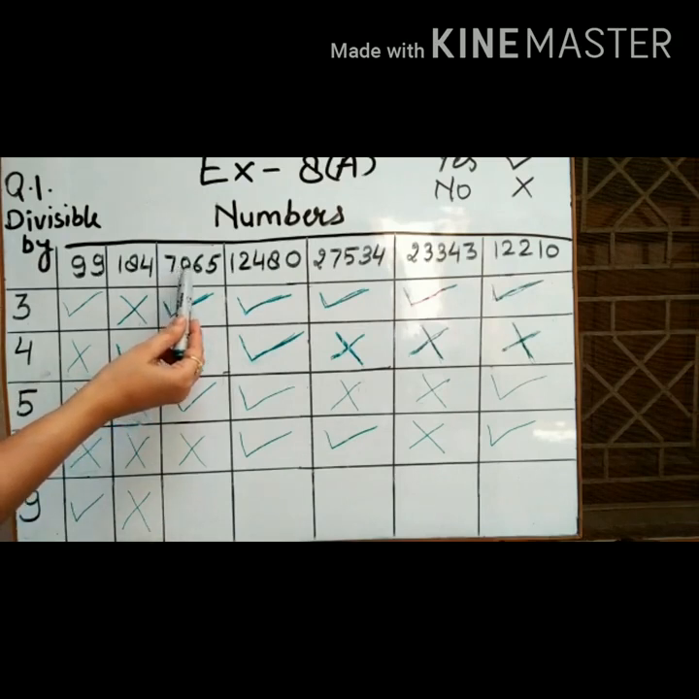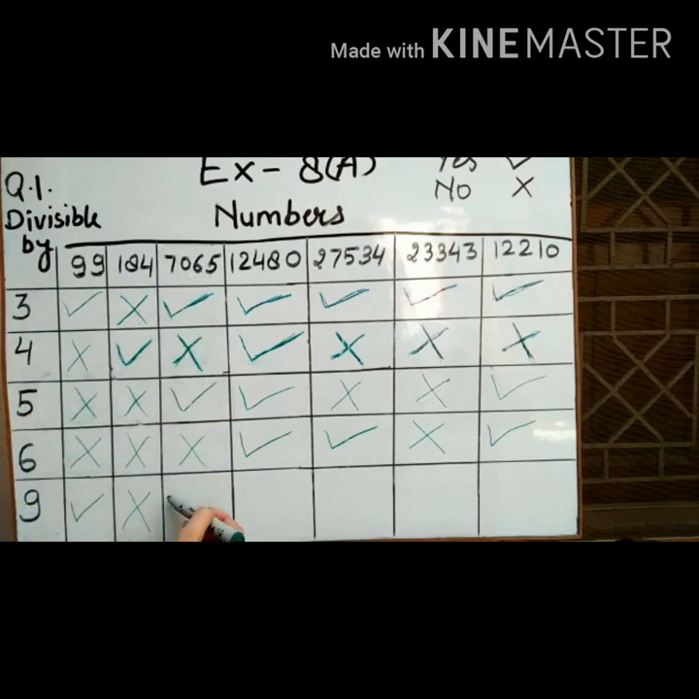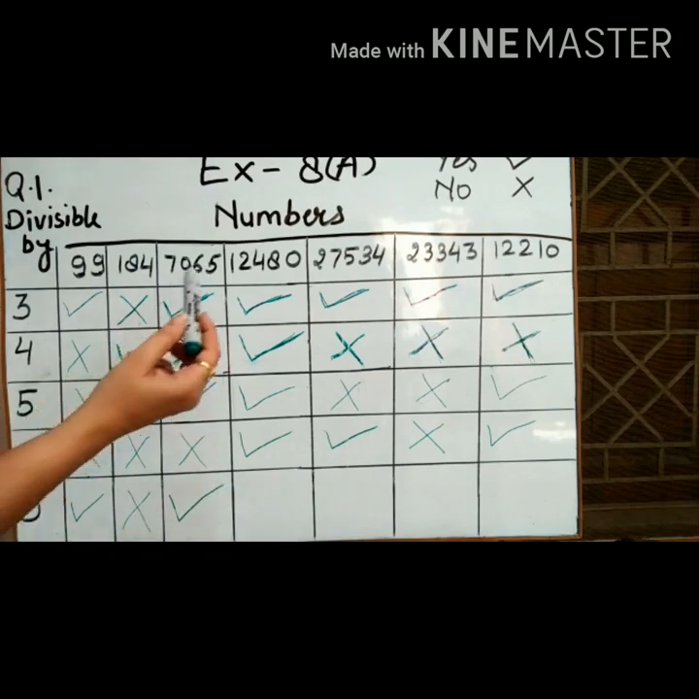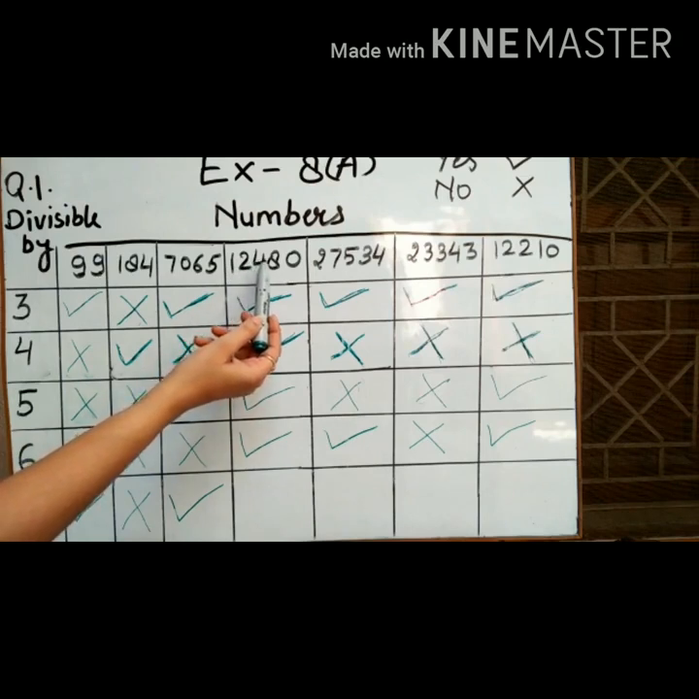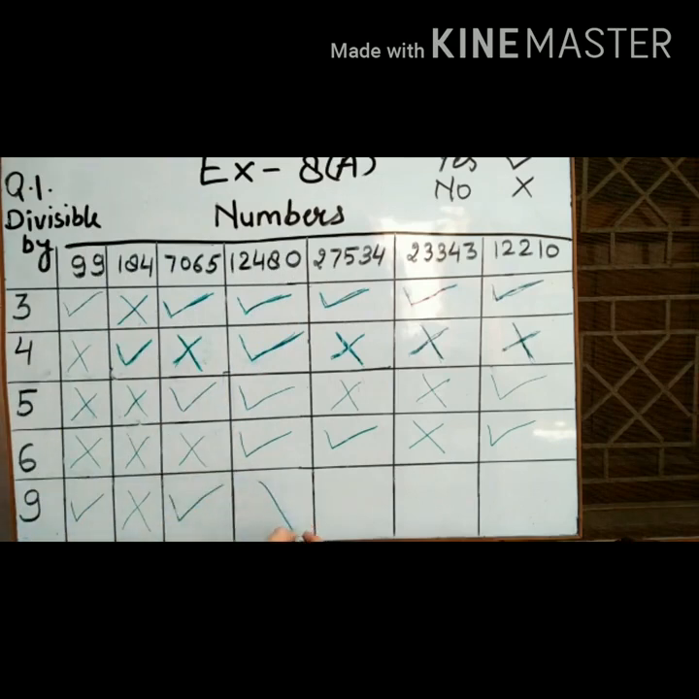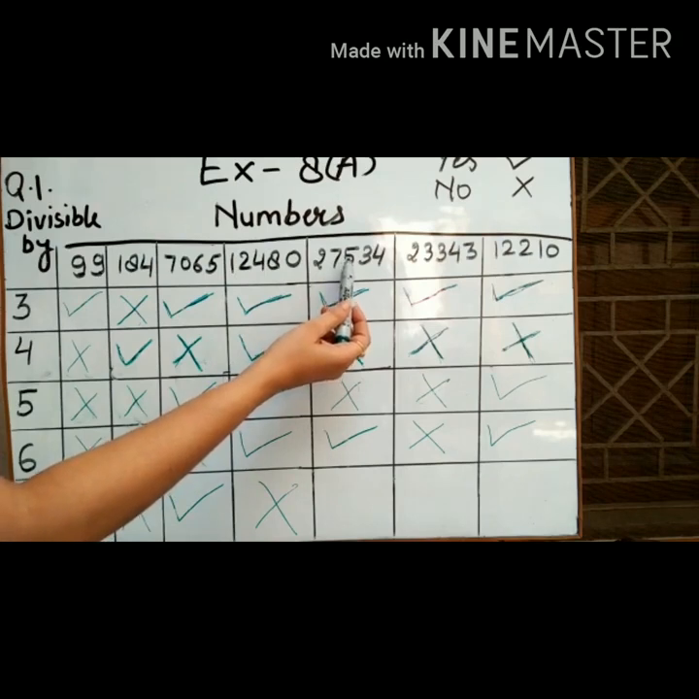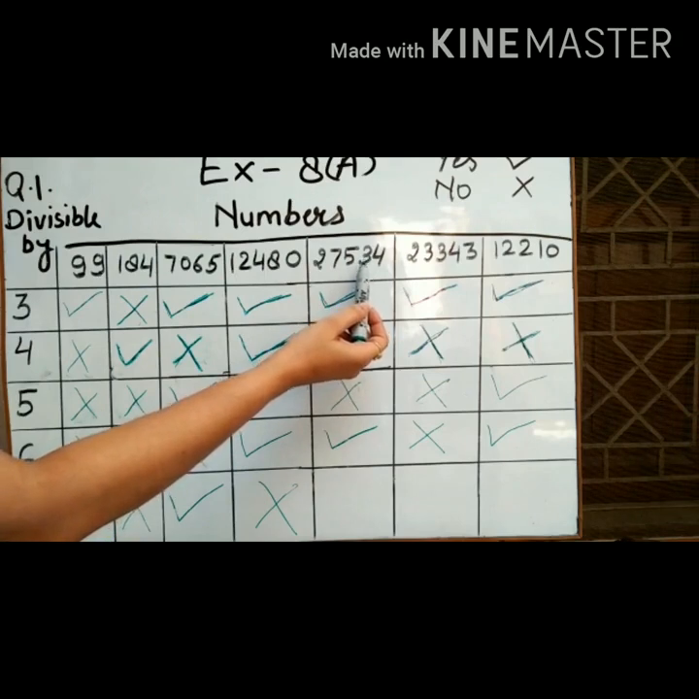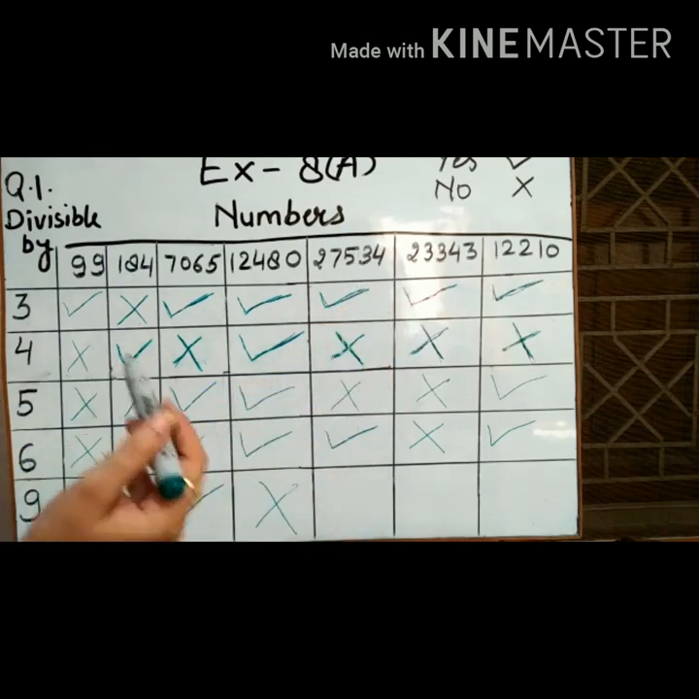7 plus 0, 7 plus 6, 13 plus 5, 18. It is divisible by 9. 1 plus 2, 3 plus 4, 7 plus 8, 15 plus 0, 15, and 15 is not divisible by 9. 2 plus 7, 9 plus 5, 14 plus 3, 17 plus 4, 21. It is not divisible by 9.